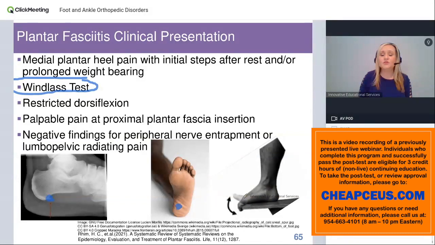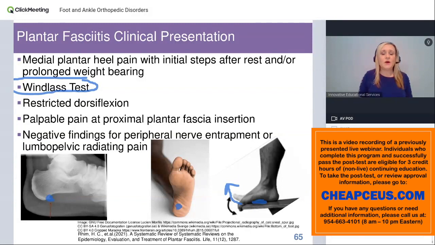You're going to have the individual on the surface. You're going to perform that metatarsophalangeal extension of the great toe, and then it will likely replicate that pain for the individual because you're engaging that plantar fascia that is irritated.